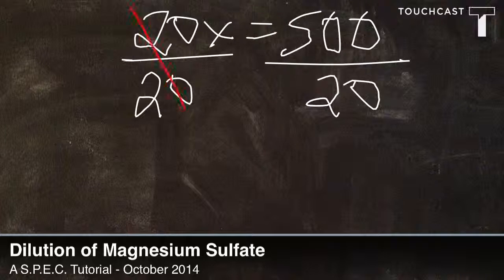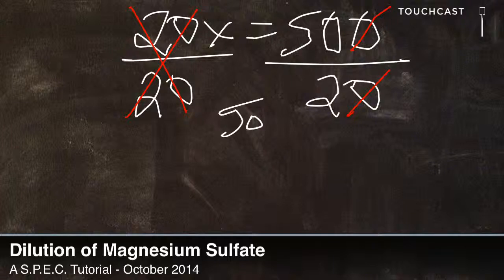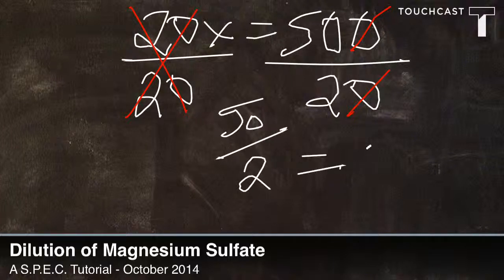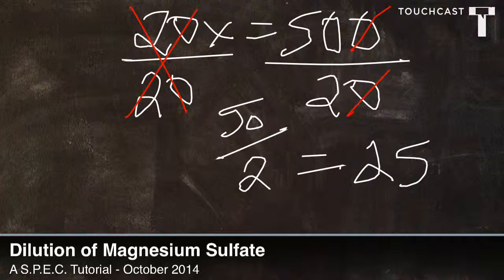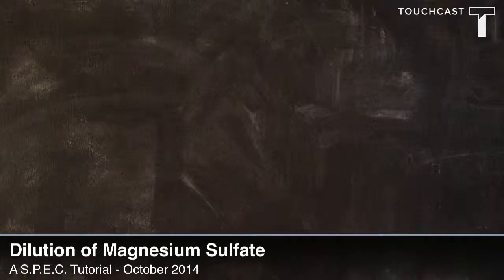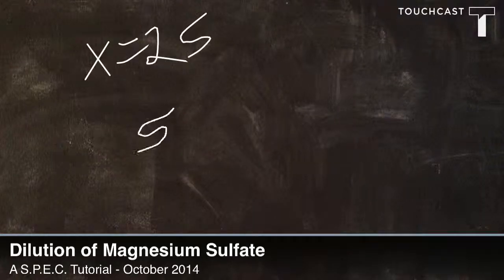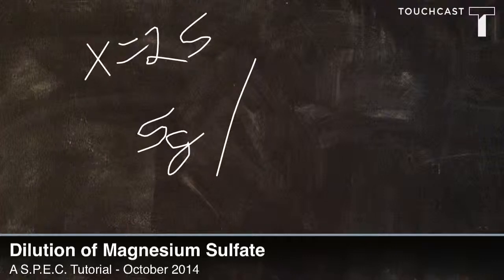Now, this 20 right here is going to cancel itself out. We can automatically cancel out these two zeros to give us 50 over 2. And 50 over 2 is going to equal 25. So that's where we fill in our gap. So x is equal to 25. That means we put 5 grams in 25 milliliters.